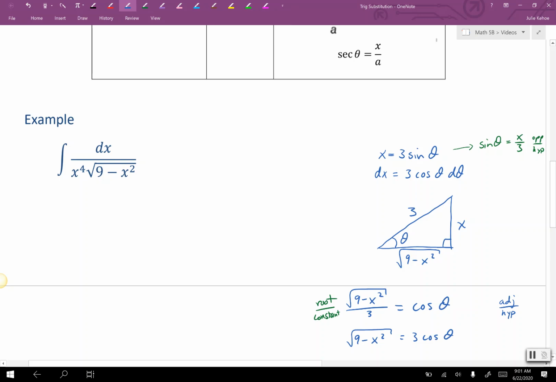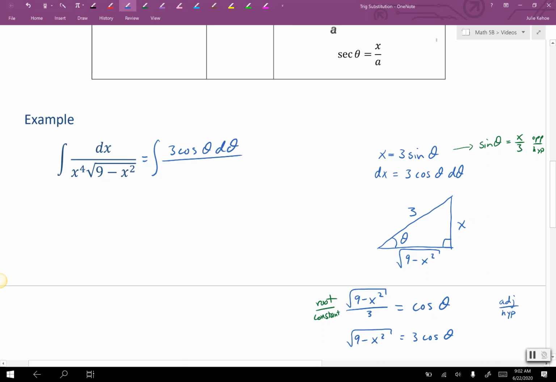And I didn't have to go through plugging in 3 sine theta into the root and simplifying that out. It saved me quite a bit of time just by using this little trick. And now I have everything that I need to do the substitution. I know what x is equal to, I know what dx is equal to, and I know what the root is equal to. And so I'm going to come back over to my integral and start working this problem out. It's a lot of setup at the beginning, but it really makes things go smoothly. So dx is equal to 3 cosine theta d theta.